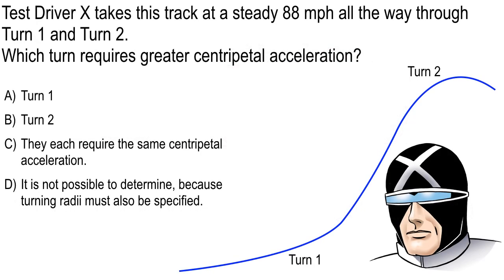Driver X takes the track at a steady 88 miles per hour all the way through turn 1 and turn 2. Which turn requires greater centripetal acceleration? All right, think about that, because those two turns are definitely different.